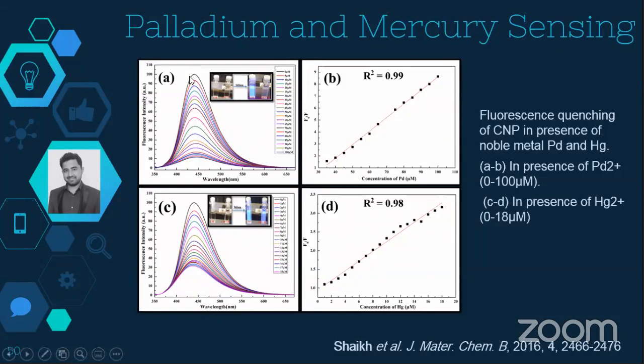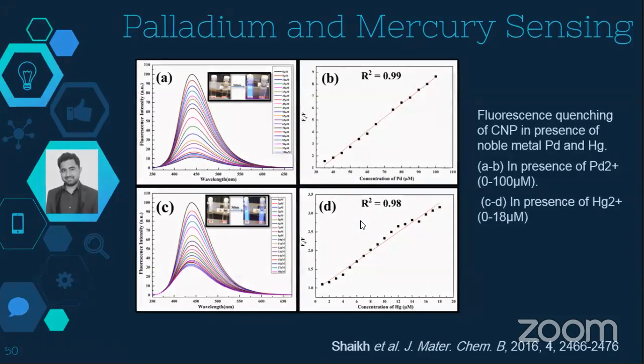So here you can see this black color is your fluorescent carbon nanoparticle, but as soon as you start adding mercury to it, it starts diminishing. Similarly, if you add palladium, it starts diminishing. But in both cases, linearity is observed. That means your sensor is very accurate in nature.